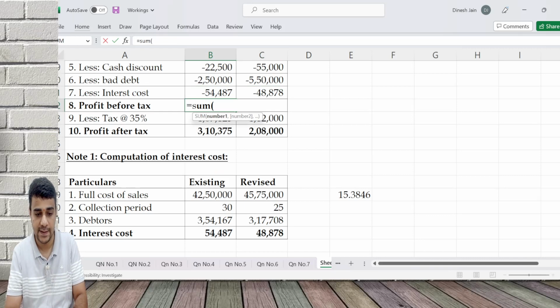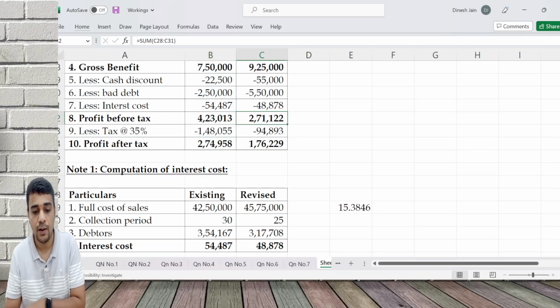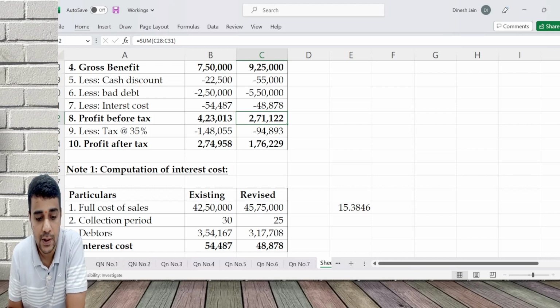Balance part and all remains same. We'll do this before tax. Conclusion is going to remain same. PAT is 274,958,176,229.